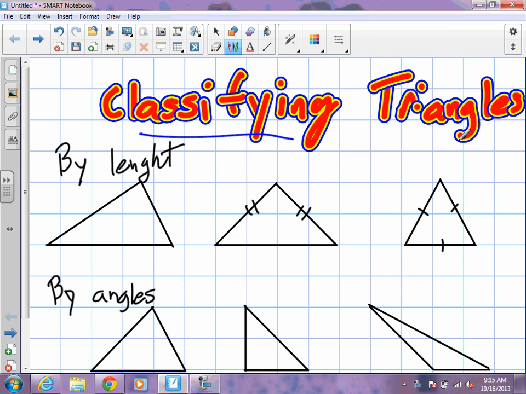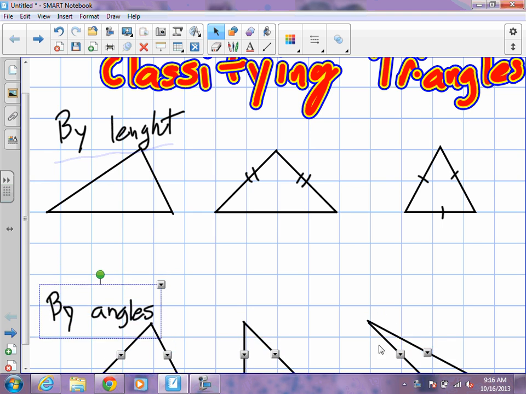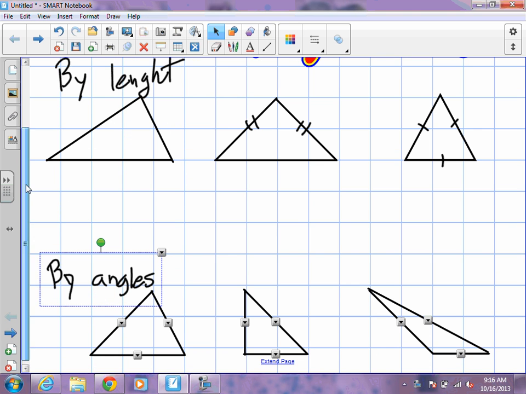Okay, we're going to go over classifying triangles, and we're going to classify them using two different classification systems. In the very first one, we're going to classify our triangles by length, and this is one you're probably much more familiar with. I'm just going to move these down so we have a little bit of room.